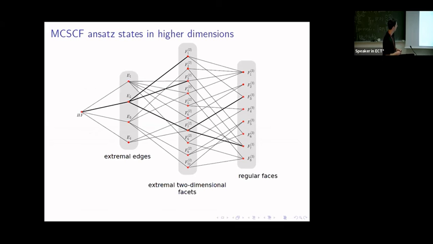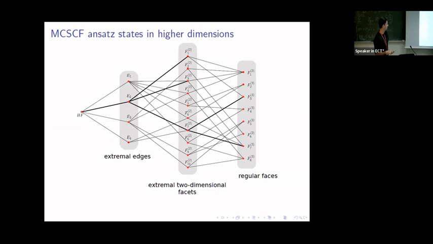So what happens in general is that we would have some higher dimensional polytope. We would fix the Hartree-Fock vertex, and then we would draw such a diagram where this is the vertex. These are all the edges that contain the Hartree-Fock vertex. These are all two-dimensional facets that contain these edges. So for instance, this F22 contains edge E3, and that's it. F42 contains edge E1 and edge E3.